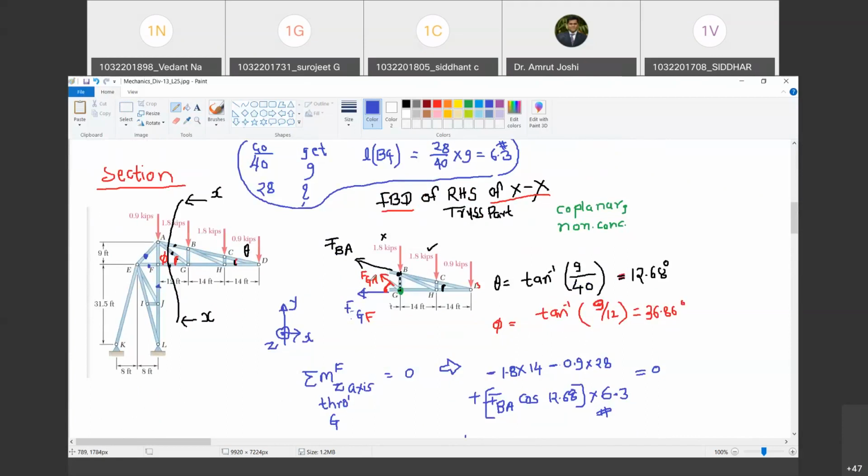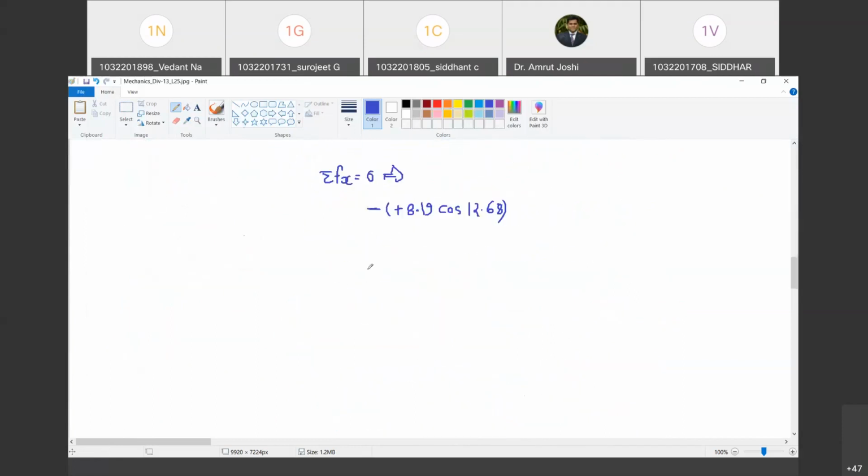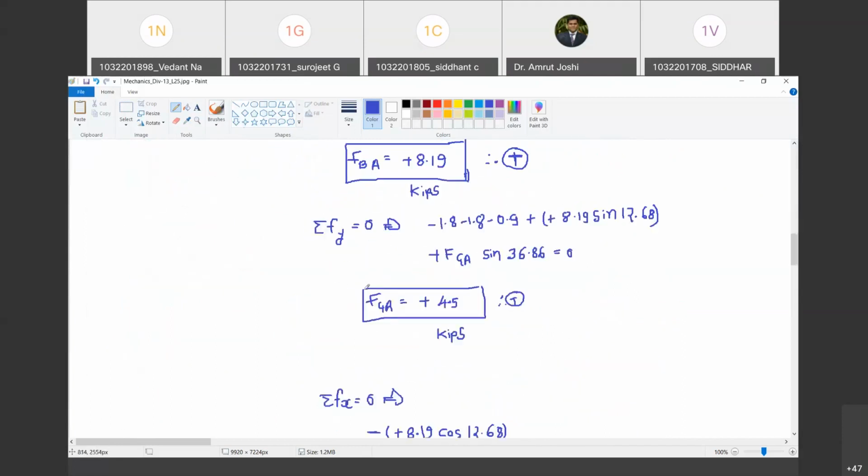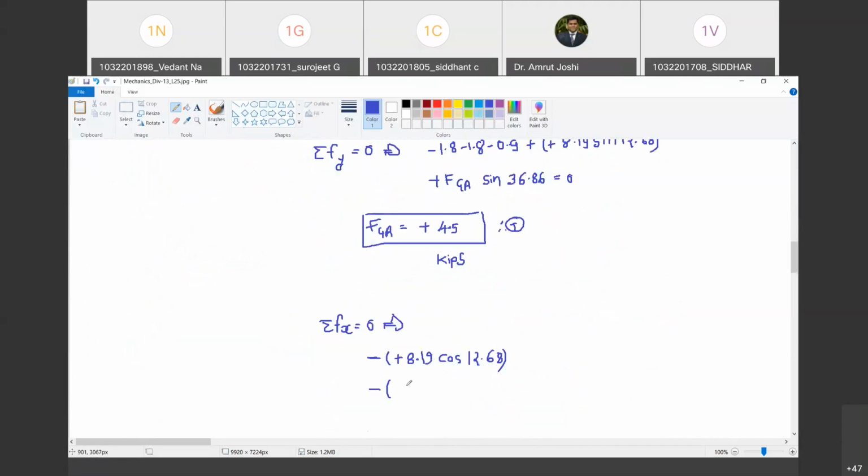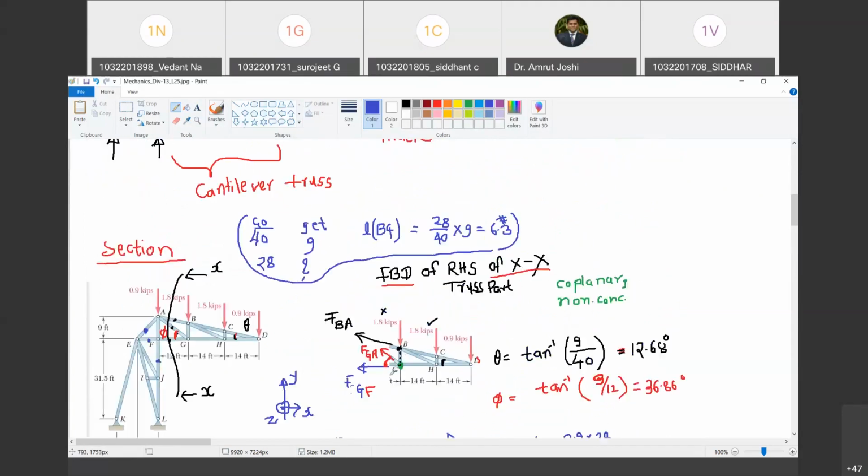Then let us look at the next component. It is FGA. Are you with me? Yes, sir. What is its component? It is towards left, so therefore minus. I introduce negative sign. But what is the magnitude of FGA? Positive. Plus. So therefore I introduce positive sign. Negative of positive is negative. So minus 4.5 cos of 5. And what is 5? 36.86. Happy? Yes, sir. This is the x component of FGA.